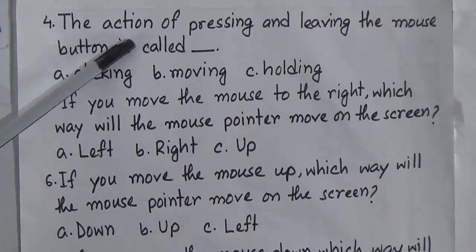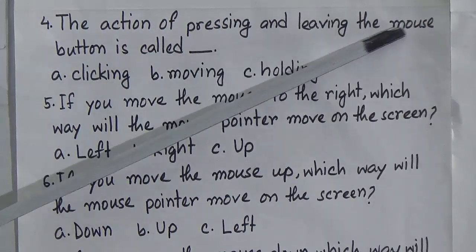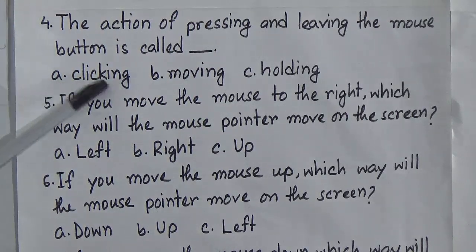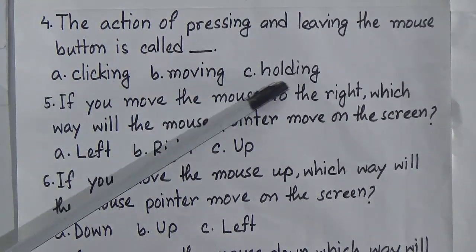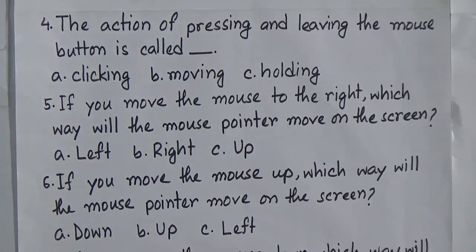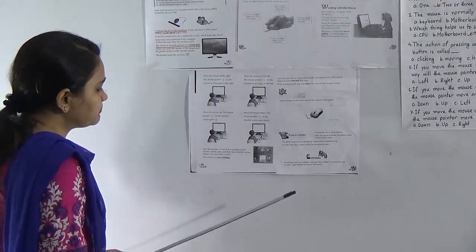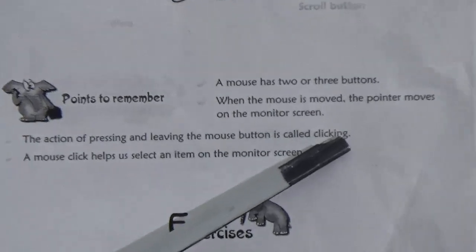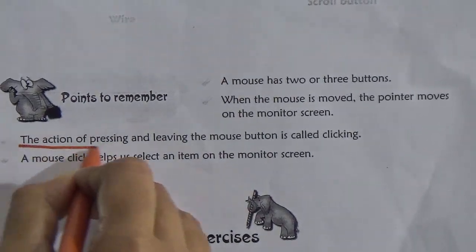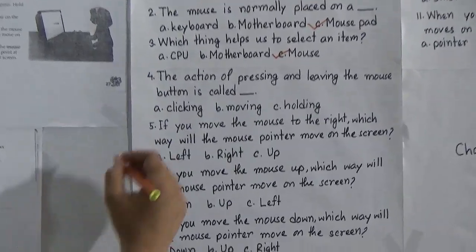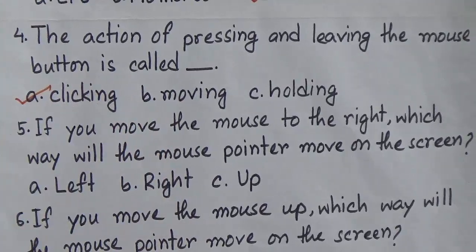Number 4. The action of pressing and leaving the mouse button is called dash. Option A, clicking, option B, moving, option C, holding. So what is the answer? Yes, I know all of you know the answer. Now look, this is given there. The action of pressing and leaving the mouse button is called clicking. Page number 29. That means points to remember. So the answer is option A, clicking.